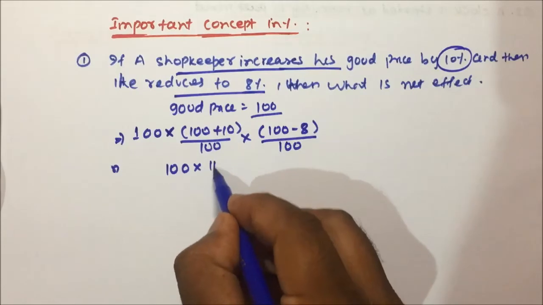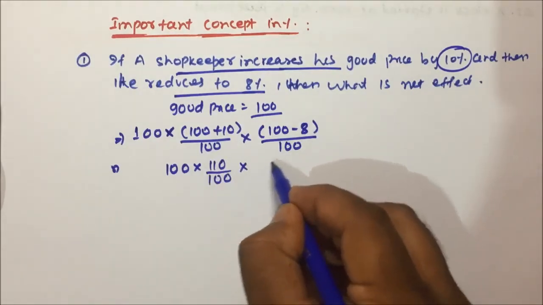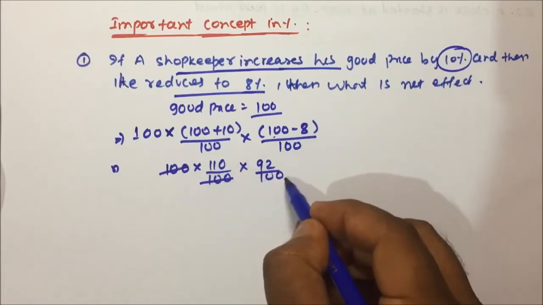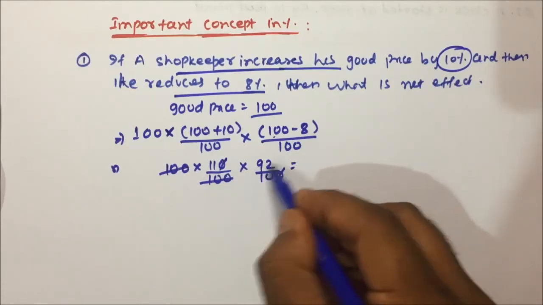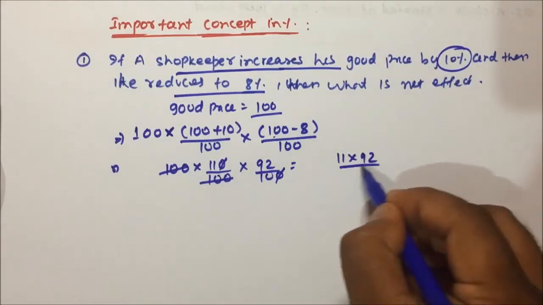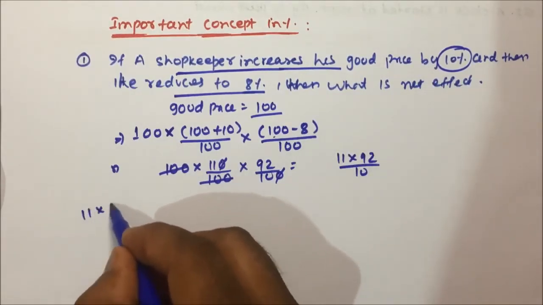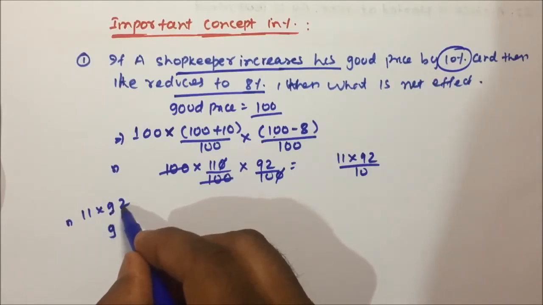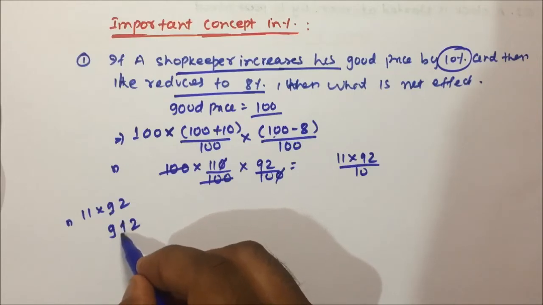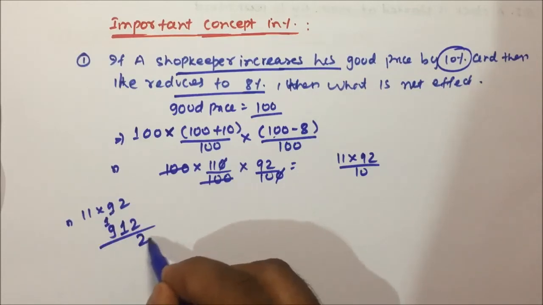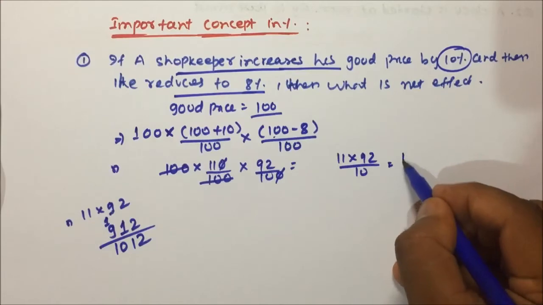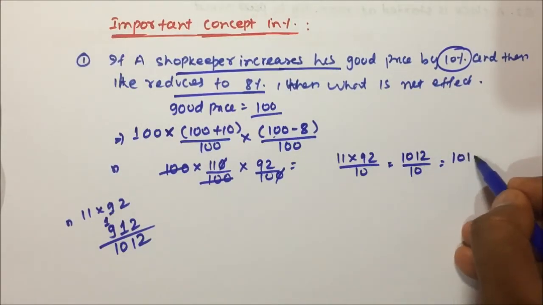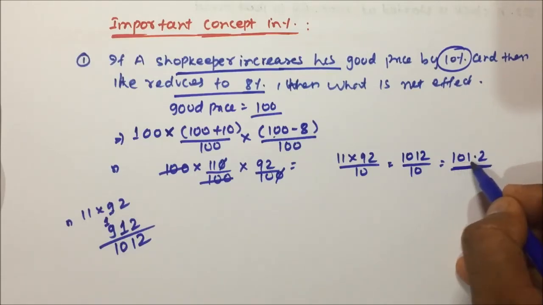Now 100 plus 10 will be 110 by 100, and this is 92 by 100. Now this only you have to solve. So the 10 cancels, and it is 11 into 92 divided by 10. First of all, let's learn how to multiply 11 into 92. Write 9 and write 2, and 9 plus 2 will be 11. So write 1 here, and 1 goes in hand. So 2, 1 and 10. So it will be 1012 divided by 10. If we divide by 10, then the decimal comes before the 2. So it will be 101.2.